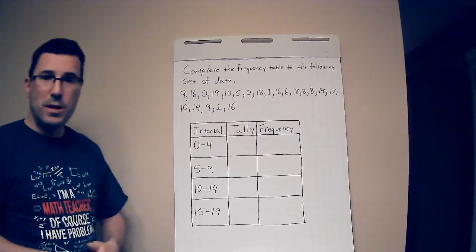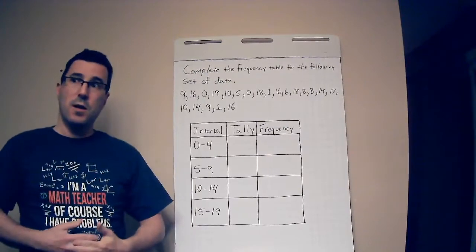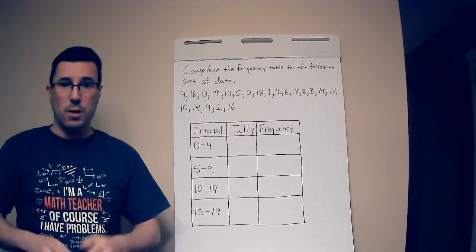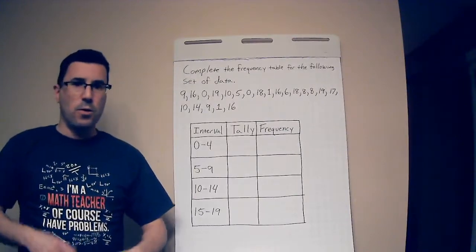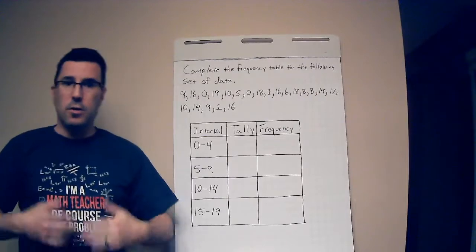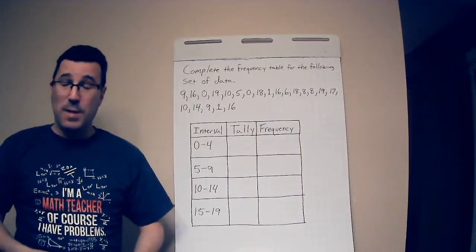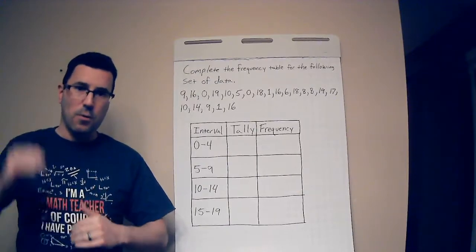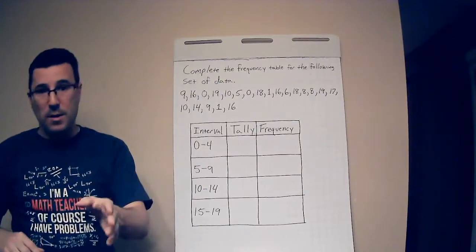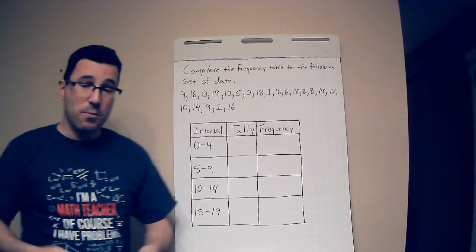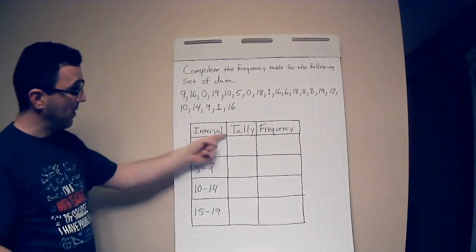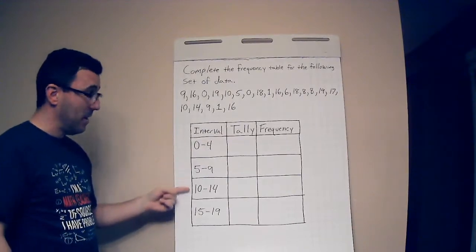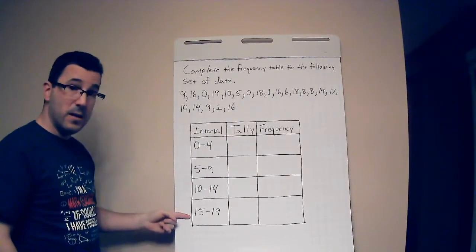We could do these frequency tables with different categories, like different colors. We could do them for individual numbers. We could do it for hair color, eye color, gender, anything like that. Basically, for any category, we can see how many things fall into this category, how many things fall into that category. And that's what a frequency table allows us to do. So these are the intervals: 0 to 4, 5 to 9, 10 to 14, 15 to 19.